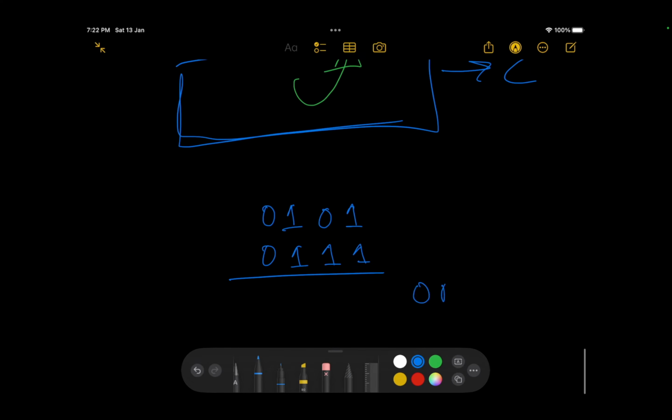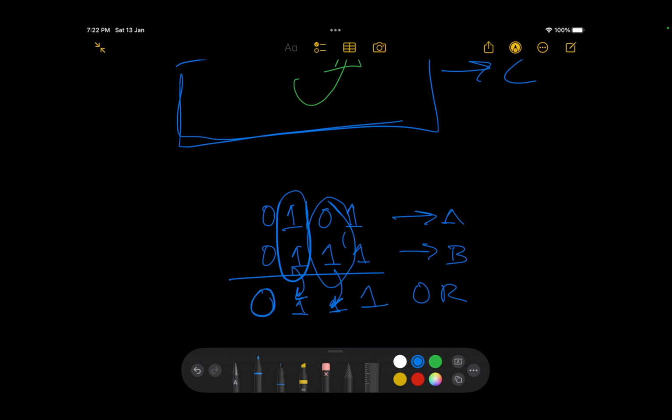So its OR would be, this bit would be set. Let's call this A, let's call this B. Also this bit would be set because it's set in B. This bit definitely would be set, and this would be unset because it's not set in either of them. So you'll be getting answer 0111.